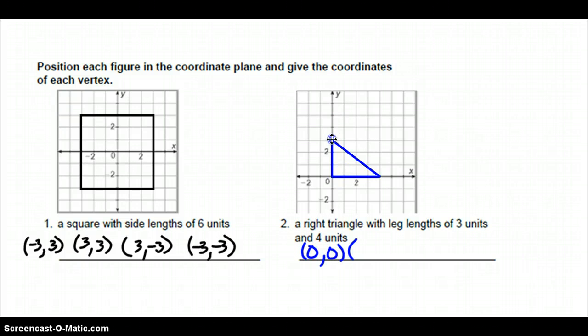Then this coordinate right there would be 0 for the x-coordinate, and we've gone up 3 units, so 3 is our y-coordinate. The other vertex coordinates would be 4 units to the right, so our x-coordinate is 4, and our y-coordinate is still 0. That's why it's a good idea to position our figure using the axes and the origin, because we get zeros for a lot of our coordinates, makes it easier to work with.